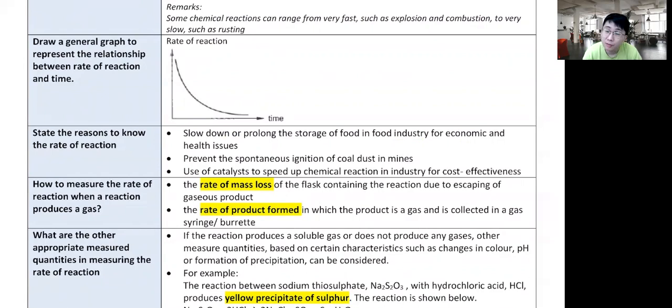At the same time, let's say if I want to have a fast reaction, I want to burn something fast, I can add something to make it burn faster. So you can see use of catalysts to speed up chemical reaction for cost effectiveness. These are all the information that we can see from here.